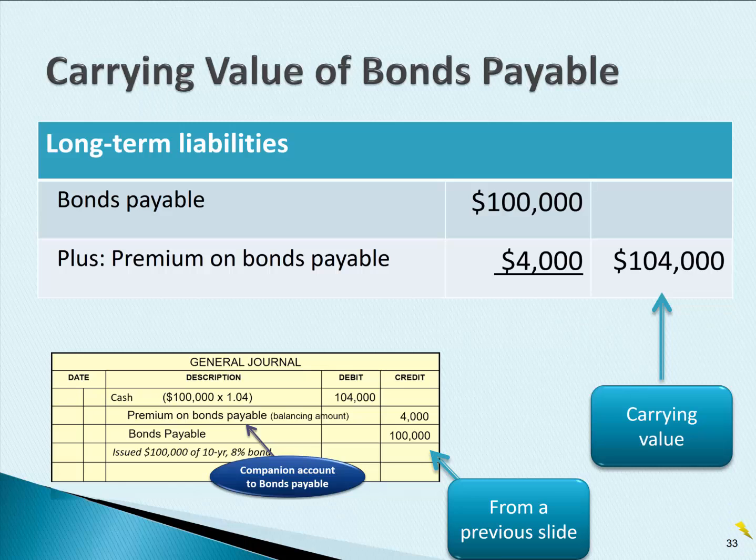Now at the top of the slide, bonds payable, $100,000 maturity value, plus the premium of $4,000 gives the carrying amount of the bonds, $104,000. The company would report these bonds payable with a carrying value of $104,000 on the balance sheet. Next, we'll see how the premium on bonds payable affects the journal entry to pay the semi-annual interest.